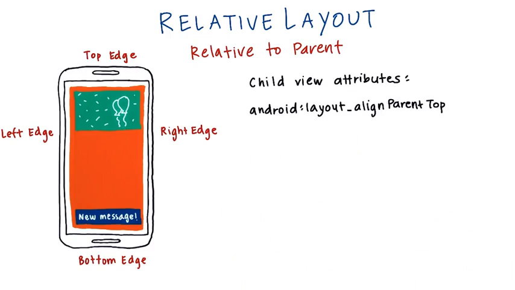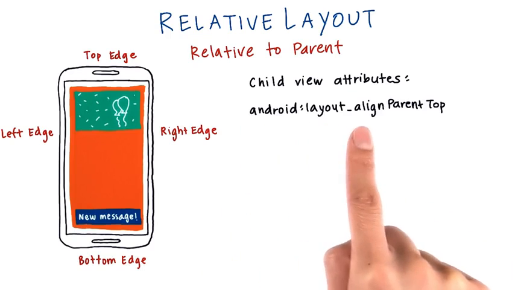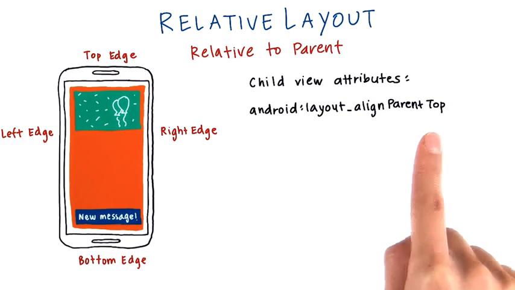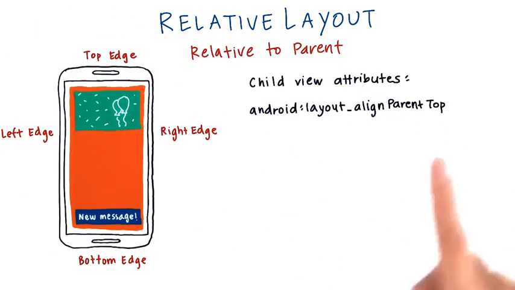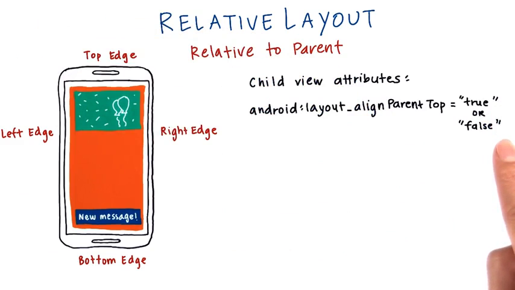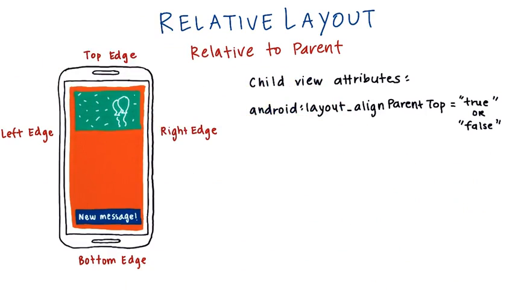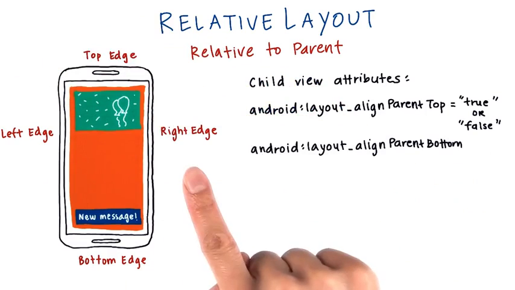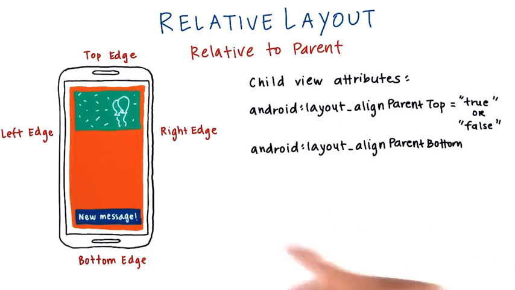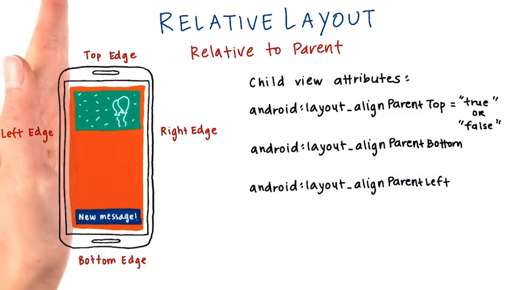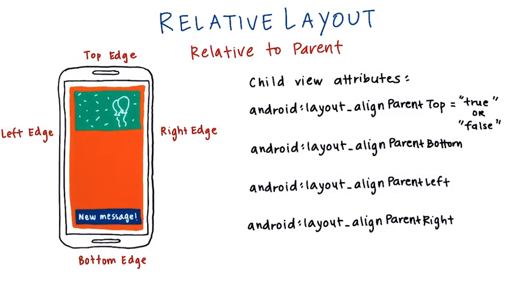The attribute name follows this format: android:layout_alignParentTop. This attribute determines whether the child view is aligned to the parent's top edge or not, so the possible values are true or false. If it's true, then the view should be aligned to the parent's top edge. If it's false, then it shouldn't be aligned. There are attributes for all the other edges as well. For example, align parent bottom for aligning to the parent's bottom edge. There's align parent left for aligning to the parent's left edge, and then there's align parent right for aligning to the parent's right edge. You can mix and match and use multiple of these attributes at a time.